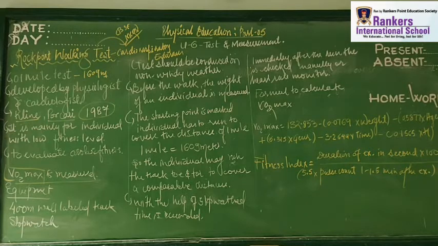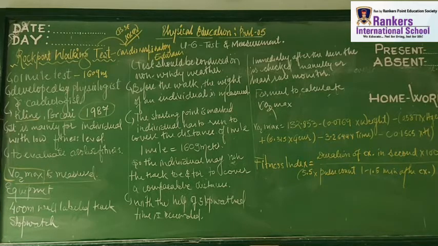Okay, so now the Rockport fitness walking test. What is it? The Rockport fitness walking test, or Rockport 1 mile test, was developed by the exercise physiologist and cardiologist Kline and Porcari in 1987, when they were working in the Department of Exercise Science at the University of Massachusetts at Amherst. It is mainly for individuals who have low capacity, people living a sedentary, unhealthy lifestyle. It measures the maximum volume of oxygen during exercise.